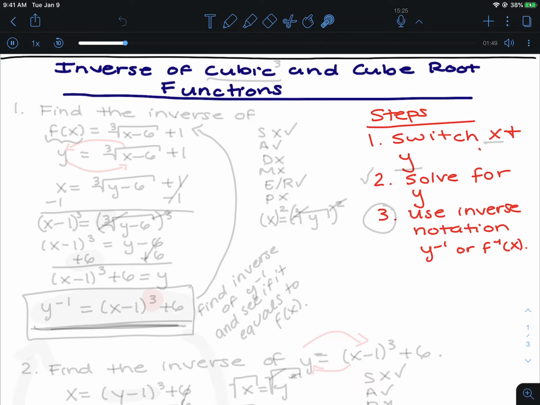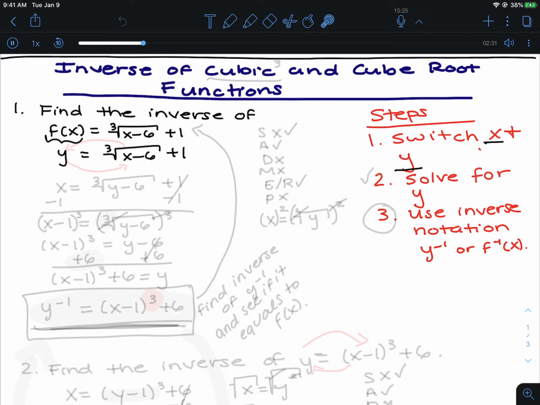Okay, so here's our first example. We are going to find the inverse of f of x equals the cube root of x minus 6 plus 1. Okay, first thing to note, guys, is that f of x is literally the same exact thing as y. So I'm just going to replace that with a y, just because when I referenced the steps, I used x and y.